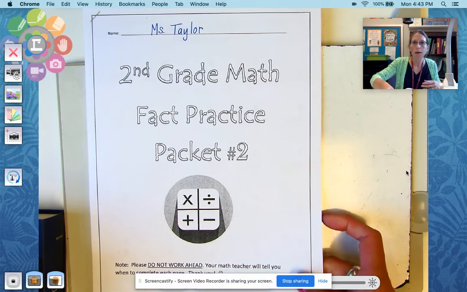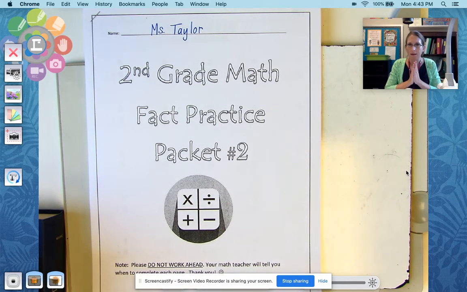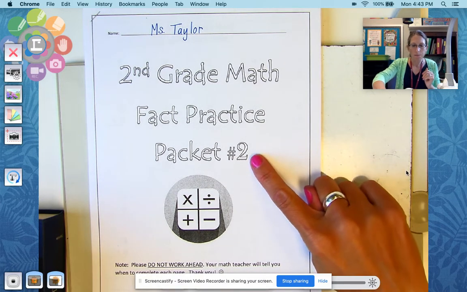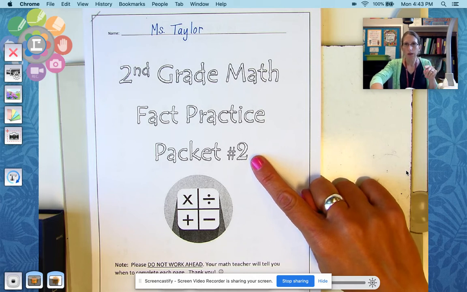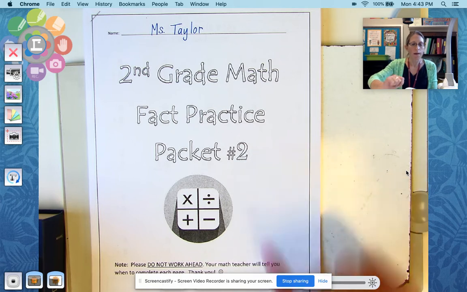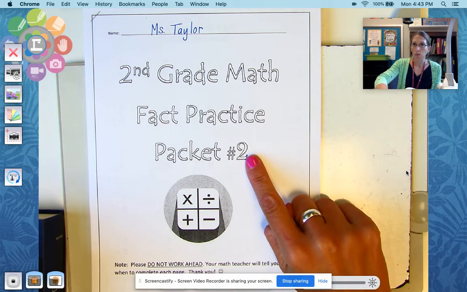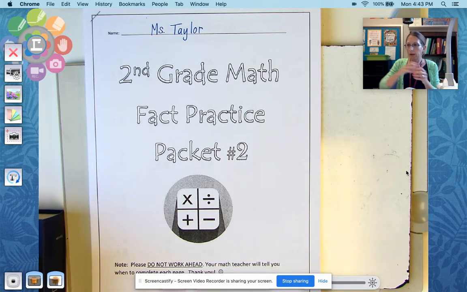We have our new packet for today. So we are now on our packet number 2. So if you don't have that one, you might have your old one. You want to pause the video and see if you can try to go find your packet number 2 that we are starting today. Also for today, you will need a pencil like usual.